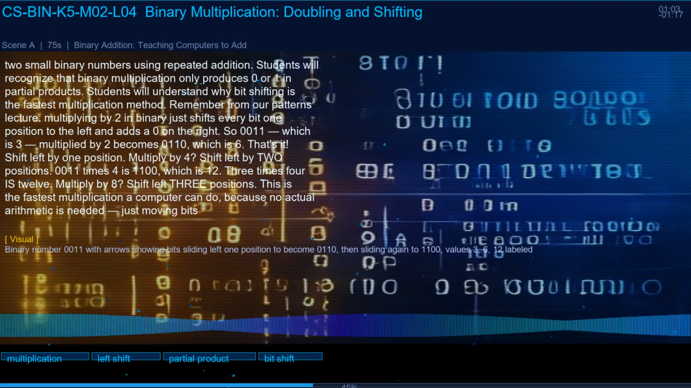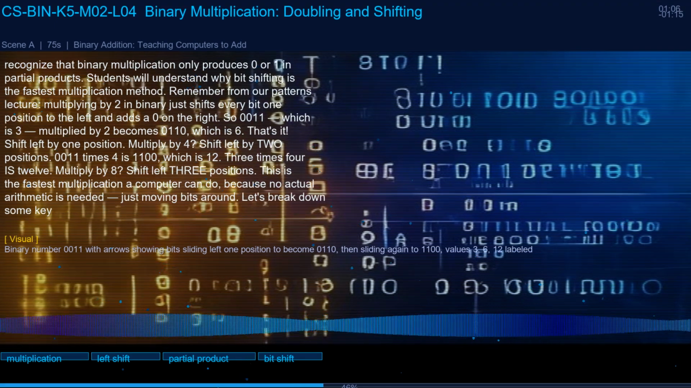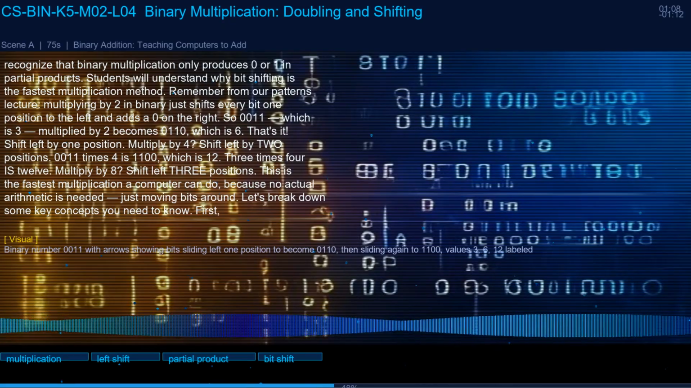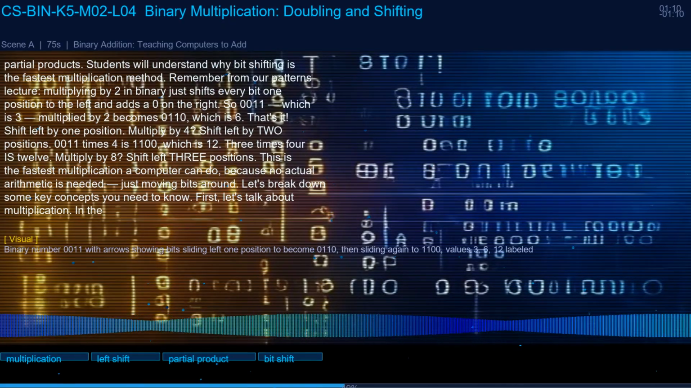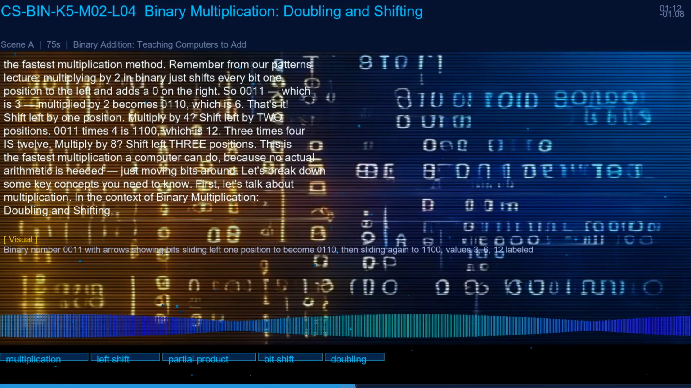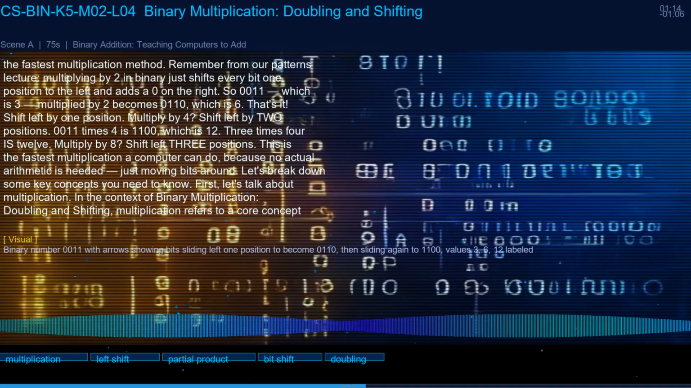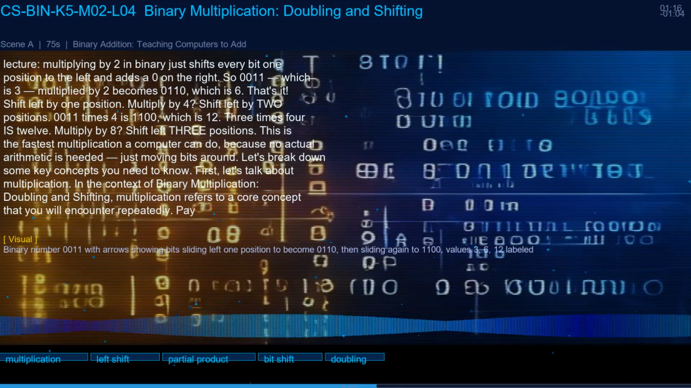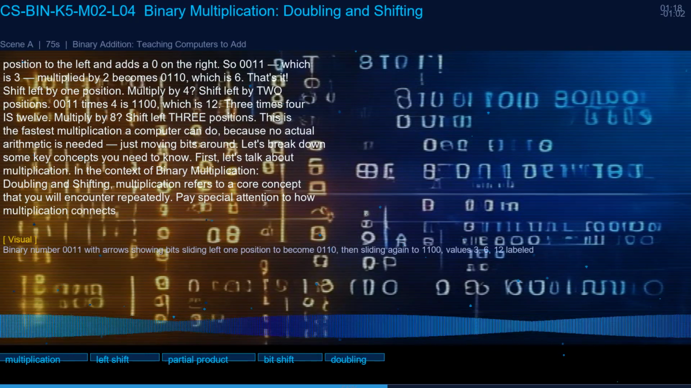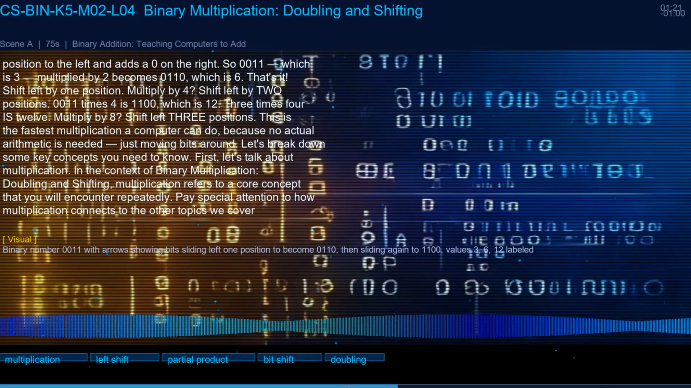0011 times 4 is 1100, which is 12. 3 times 4 is 12. Multiply by 8. Shift left 3 positions. This is the fastest multiplication a computer can do, because no actual arithmetic is needed, just moving bits around.